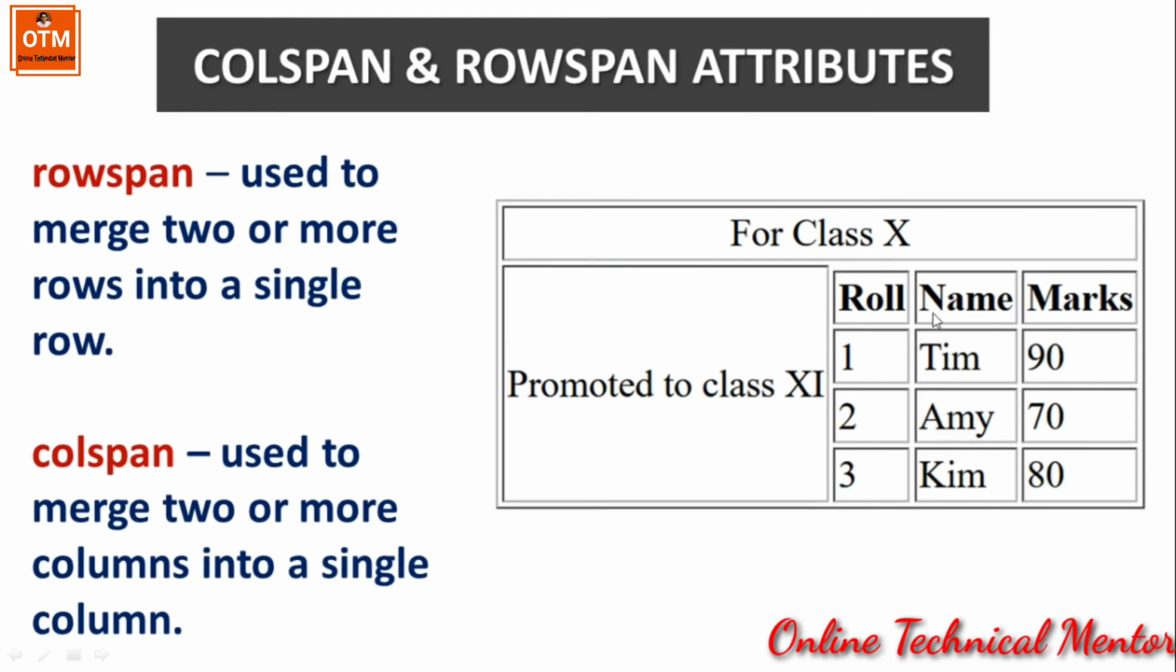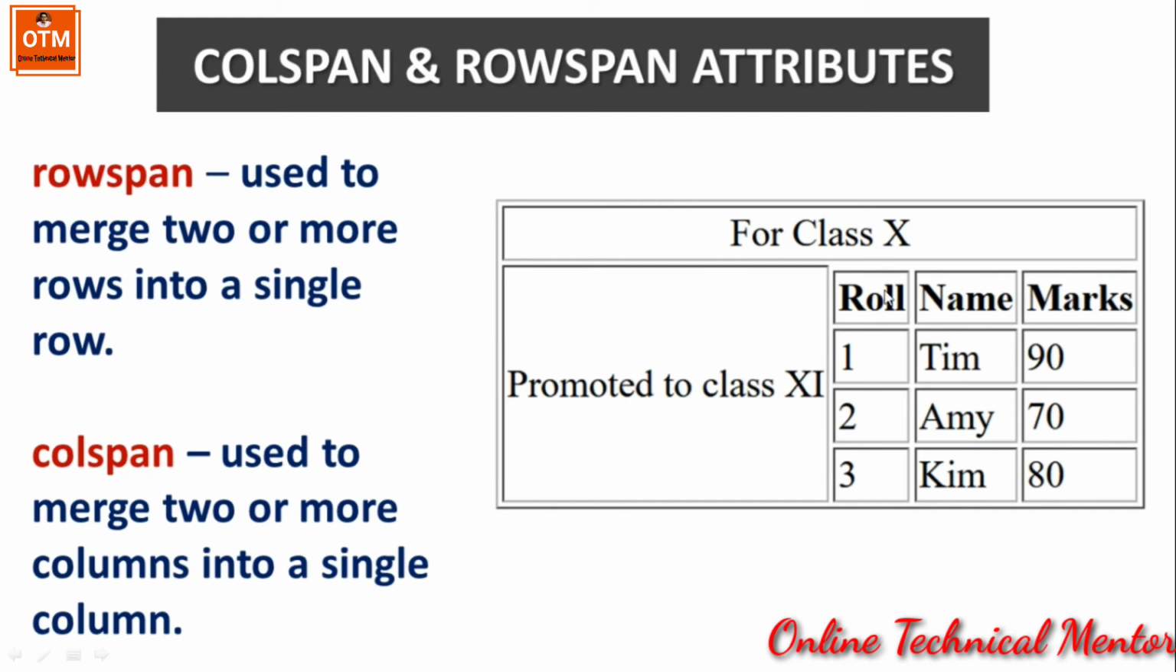Suppose you have this table, with roll, name and marks, and this message, promoted to class 11. This is in a row. Roll, name, marks, this heading is in another row. Then 1 Tim 90, 2 Amy 70, 3 Kim 80. So there are 1, 2, 3, 4, 5 rows in this table, and this message, promoted to class 11, is in a separate row. So in total there are 6 rows in the table. So you have to merge all these 6 rows into a single row for promoted to class 11. This is done by using the rowspan attribute.